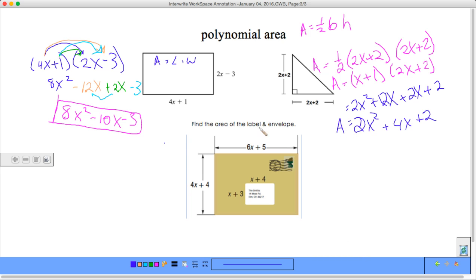Now this last one, it says find the area of the label and envelope. So the label right here is just going to be length times width. Same thing here. We're just going to multiply the length times width. So you can really probably do both of these. Why don't we do the label together, and then you do the area of the envelope on your own, and we will check it. So the label is just x plus 3 times x plus 4.